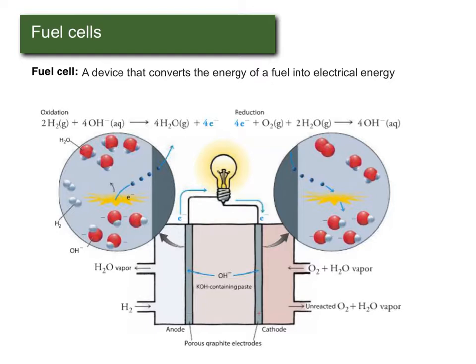So what I really want you to take away from this is that in this hydrogen-oxygen fuel cell, you have an oxidation and you have a reduction. The oxidation happens at the anode side, and the reduction happens at the cathode side. Hydrogen was oxidized, and oxygen is what is reduced.